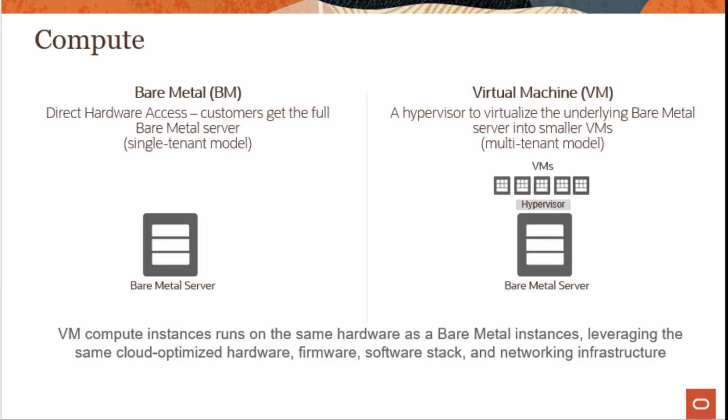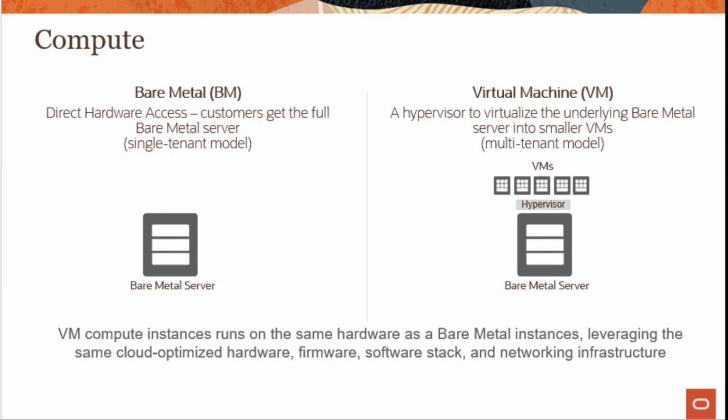So here is a pictorial representation of compute level isolation. As we can see on the left hand side, a bare metal server basically provides direct hardware access. The customer has full control. It's a single tenant model where no other customer is using this physical server. It completely belongs to the customer that has subscribed to this service.